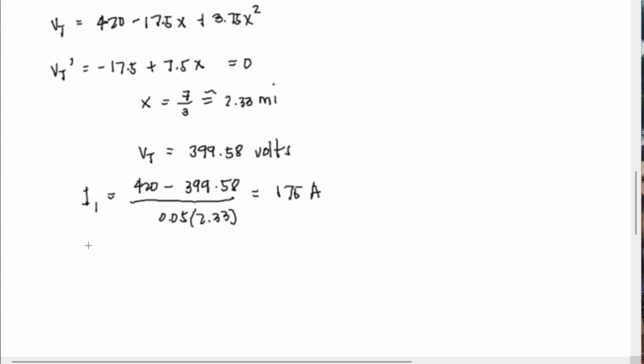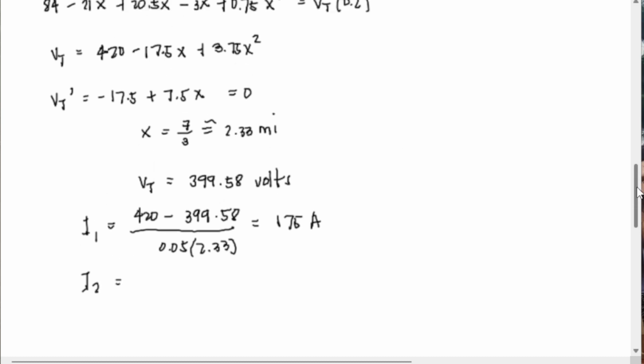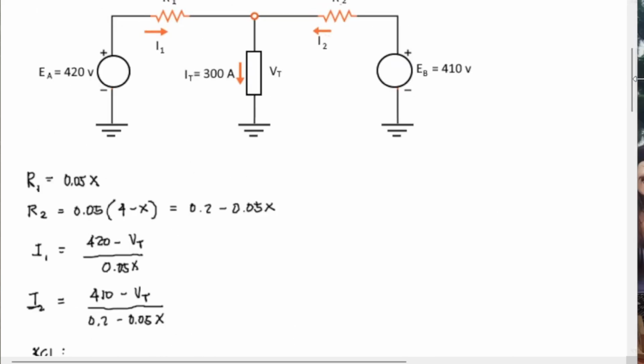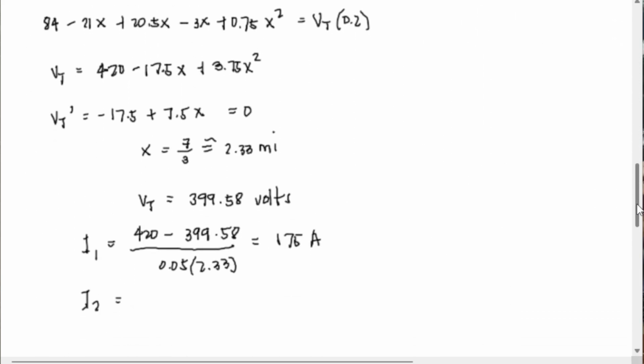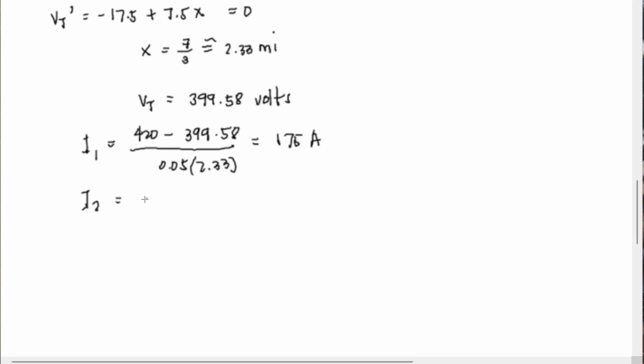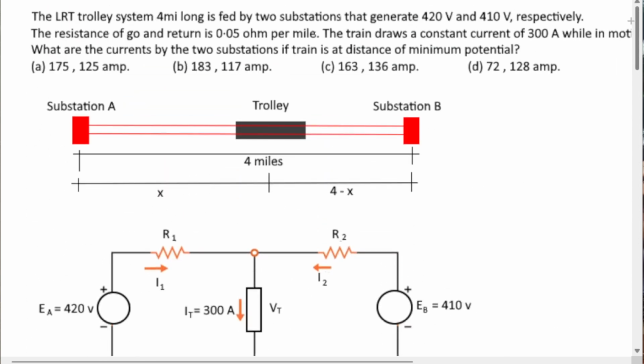175 amperes. So, it follows, yung I2 natin is equal to, since dun sa node natin, I1 plus I2 is equal to 300, therefore yung I2 is equal to 300 minus 175. So that would be 125 amperes. So the answer now is 175 and 125 amperes. Therefore, that is letter A. Right.